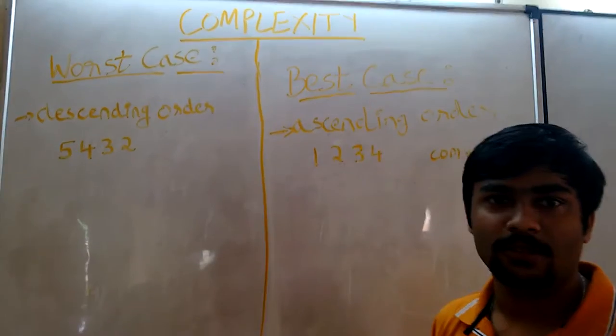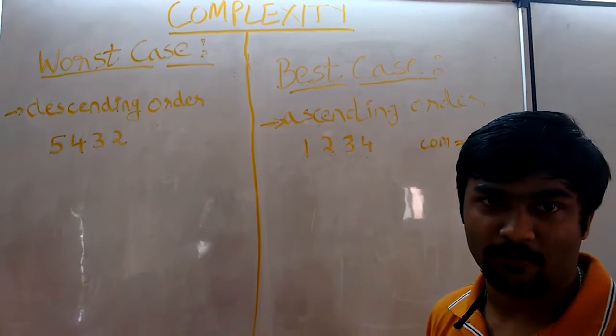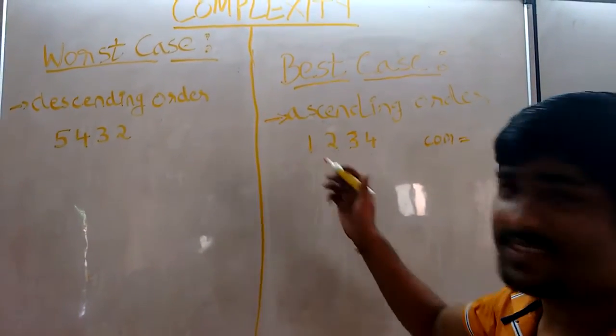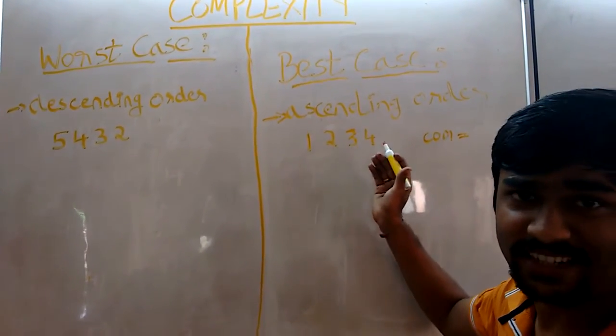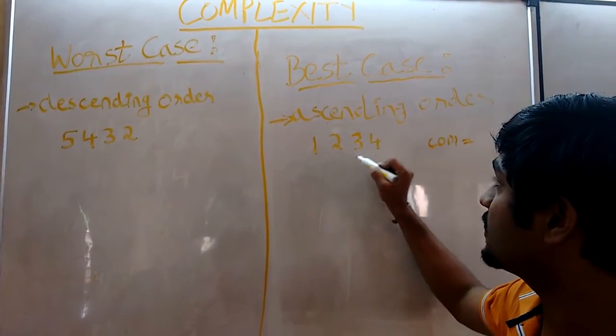So let's analyze the time complexity. How much time does it take? Let's analyze the best case complexity first. The best case happens when the array is already sorted in ascending order. How? Let's see an example. Let's take 4 numbers which are sorted: 1, 2, 3 and 4.